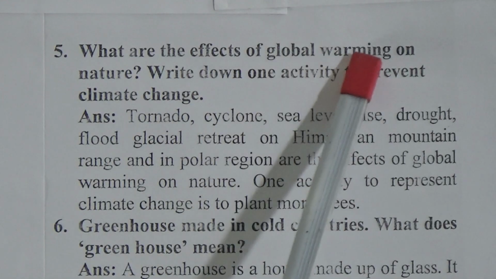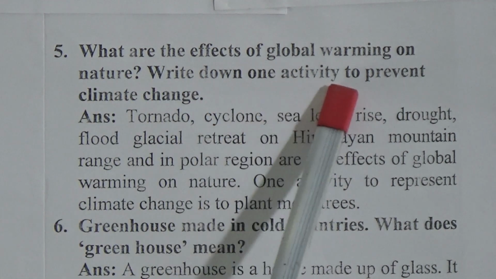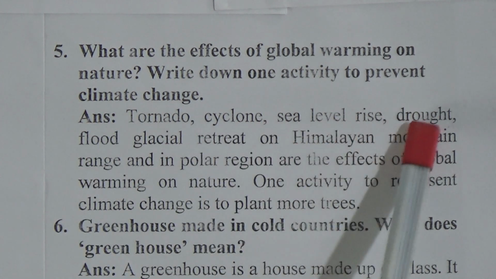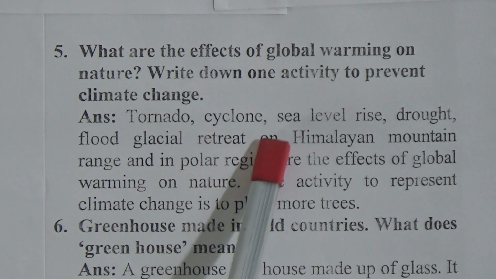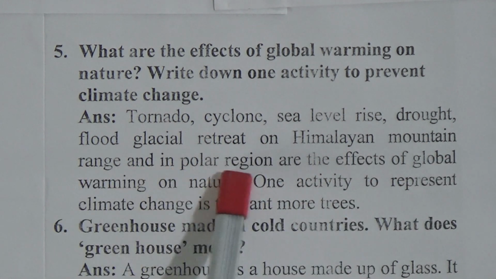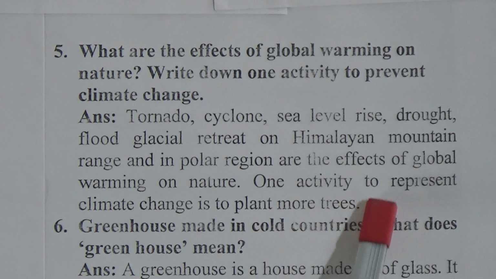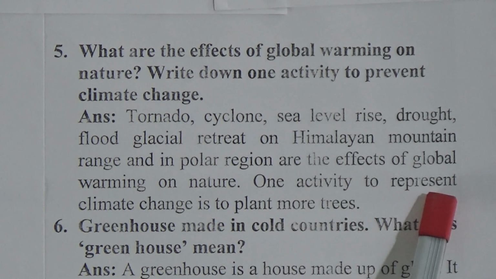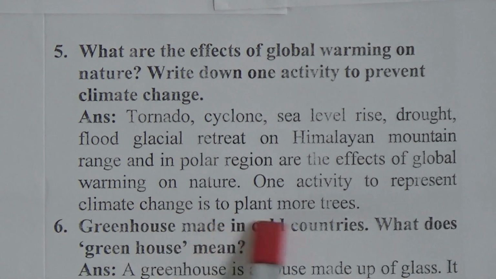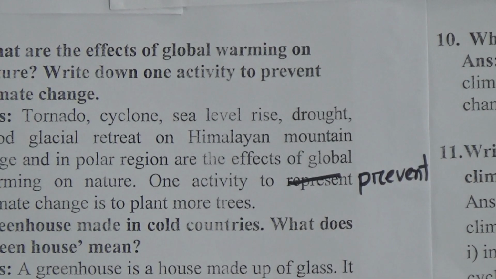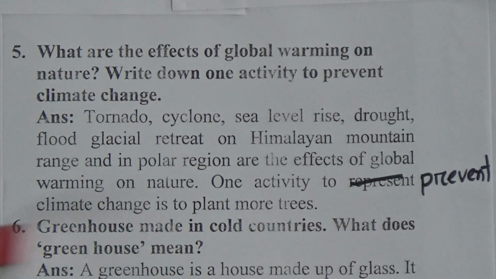Question number 5 is, what are the effects of global warming on nature? Write down one activity to prevent climate change. The answer is, tornado, cyclone, sea level rise, drought, flood, and glacial retreat on the Himalayan mountain range and in the polar region are the effects of global warming on nature. One activity to prevent climate change is to plant more trees.